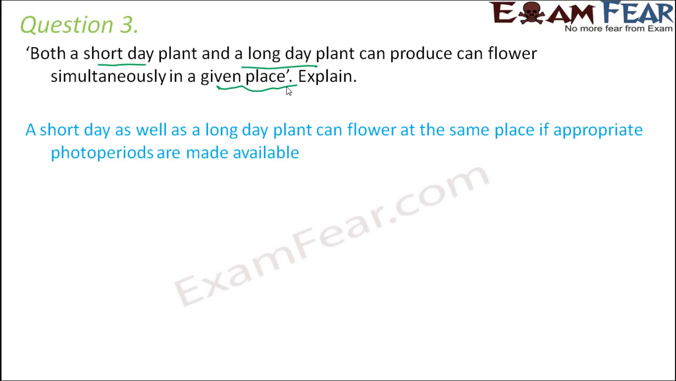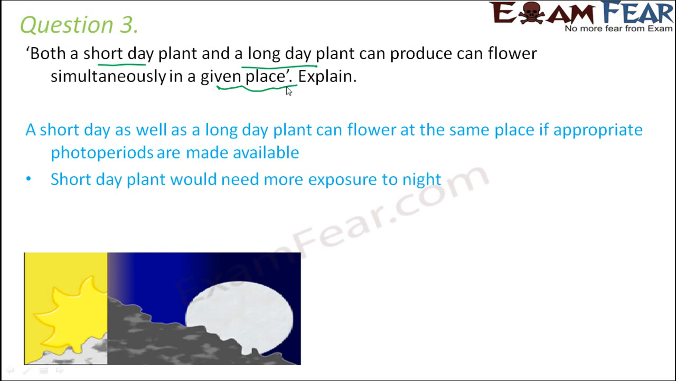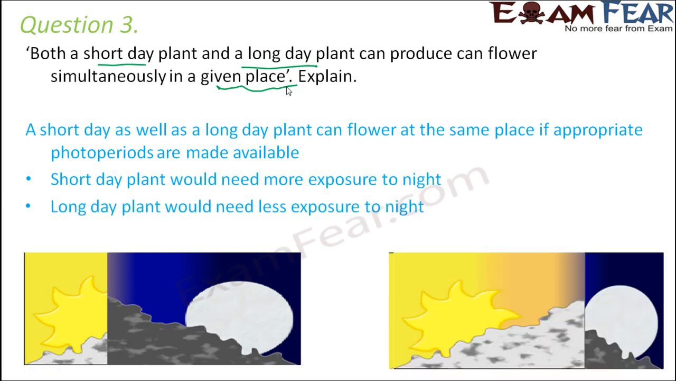So when I say a long day and a short day, if that criteria is fulfilled at a given place, then yes, of course, both of them will be able to flower. Short day plants would need more exposure to night, and long day plants would need less exposure to night. So that means if the duration of the day and the night are balanced in such a way that both of them can flower.